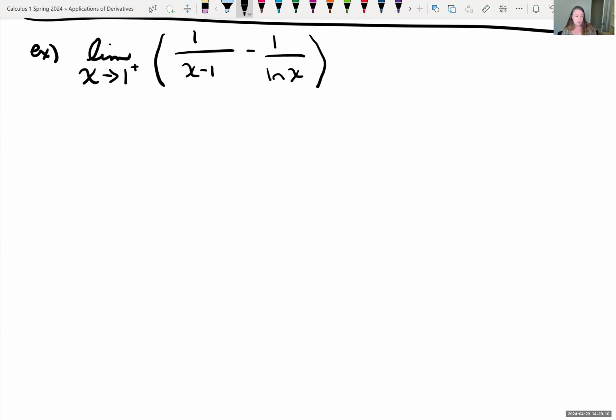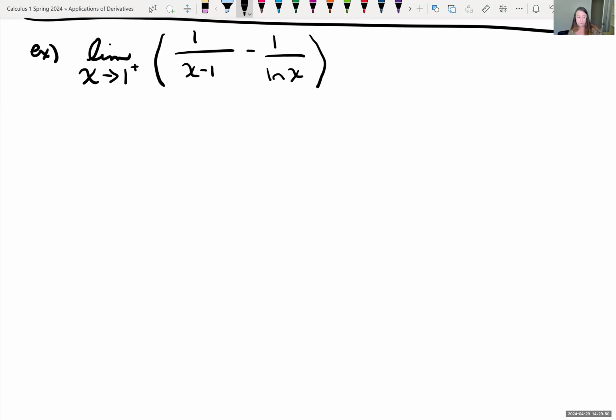So our next example is the limit as x is approaching 1 from the right of 1 over x minus 1, minus 1 over the natural log of x. If we plug in 1, we'll see that we're getting, sorry, not infinity over infinity, infinity minus infinity. That is an indeterminate form, and so that doesn't tell me anything.